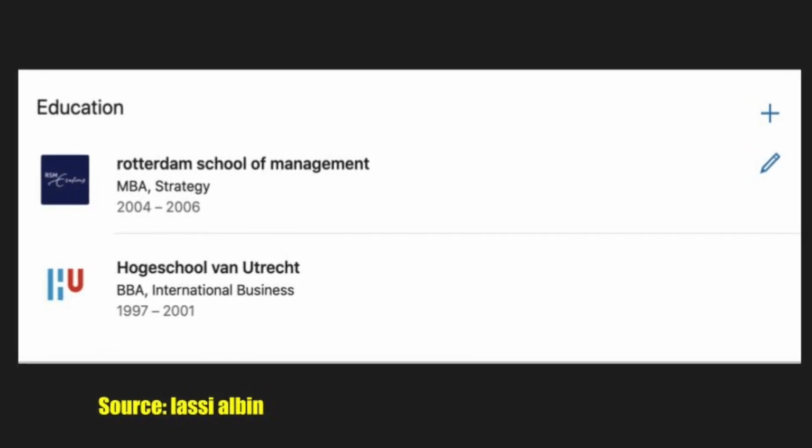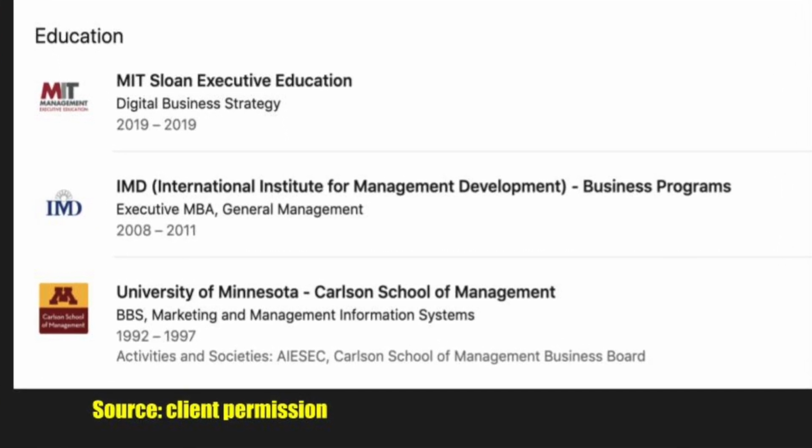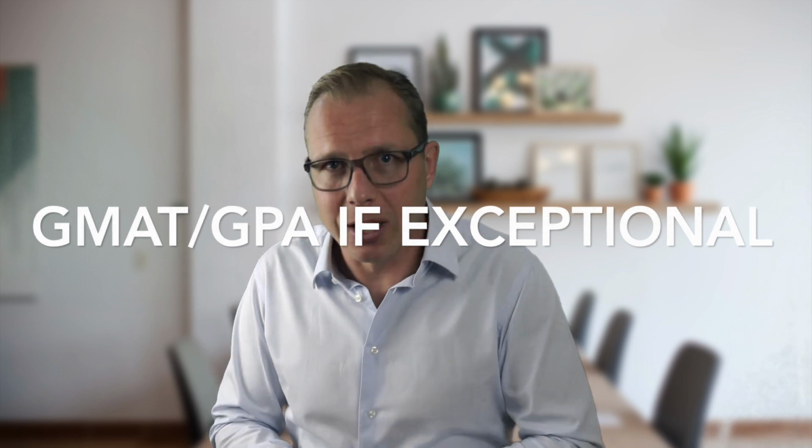keep it simple. I wouldn't personally copy paste all the subjects that I did at school. Just make sure the degree is there, what your specialization was, and that's enough. There's always a question of, should I put my GPA, should I put my GMAT tests? If you were exceptional in your results, if you clearly stand out with those results, you can include them. Otherwise, I would recommend not to put them if you're at a medium level. They would not serve as an additional benefit to your profile.